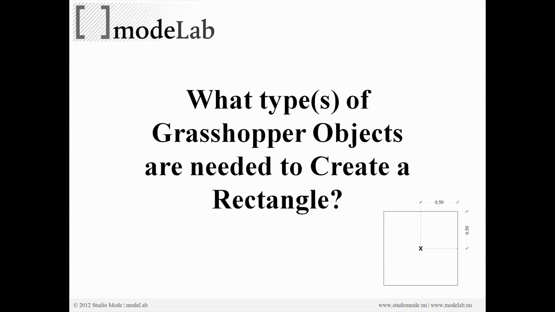So if we start to think about inputs and outputs, and the different types of objects that you can use in Grasshopper, what types of Grasshopper objects do you think would be needed to create something like a rectangle? Well, on the bottom right, you can see that the drawing here shows a few things that might be relevant. For instance, there is a little X at the center of the rectangle, so perhaps the center would be really important. You can see there are two radius values that are defined, so that could be something very relevant for us. So let's take a look at how we can create that rectangle in Grasshopper.